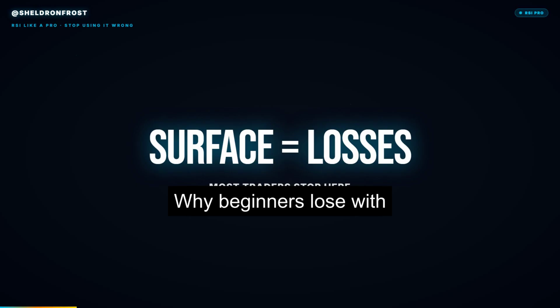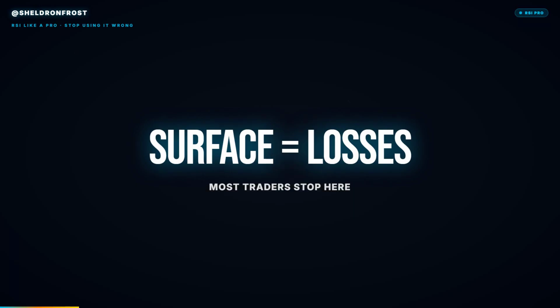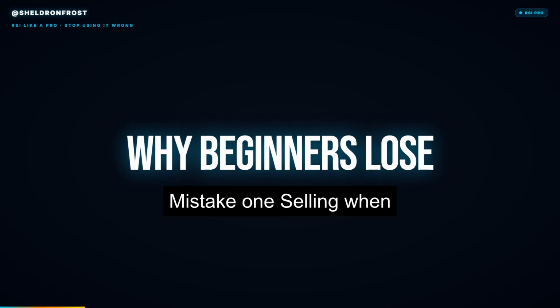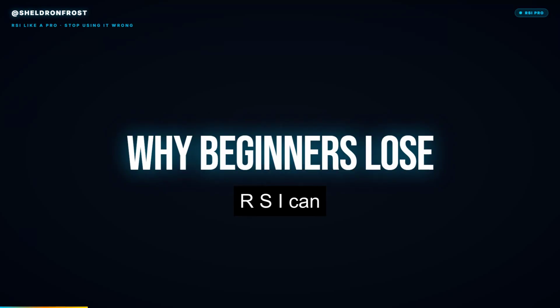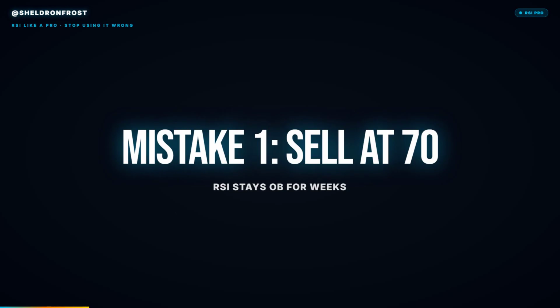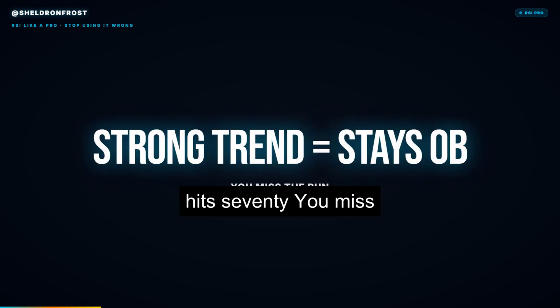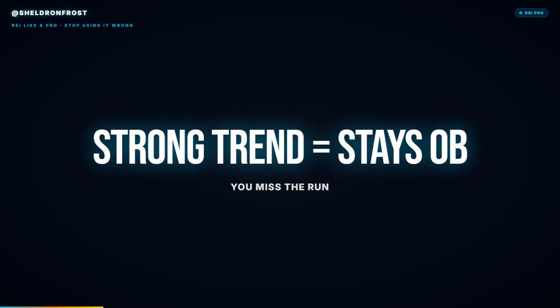Why beginners lose with RSI. Mistake 1. Selling when RSI hits 70. The stock keeps ripping to 100. RSI can stay overbought for weeks. Strong uptrends keep RSI above 70 the whole way up. If you sell every time RSI hits 70, you miss the entire run.